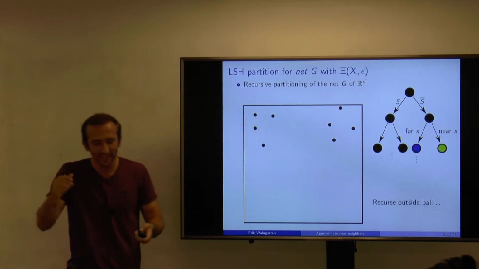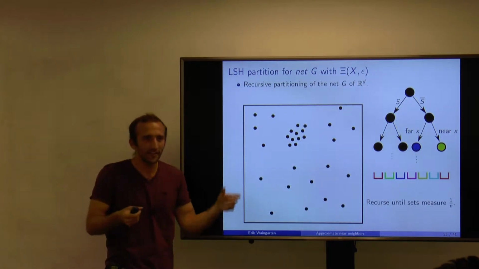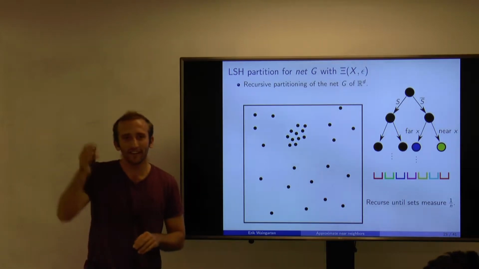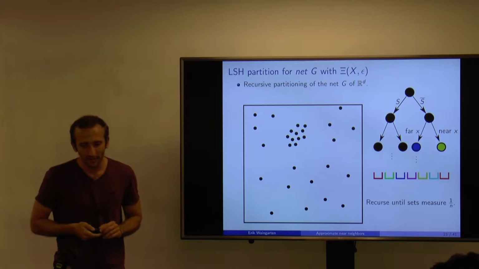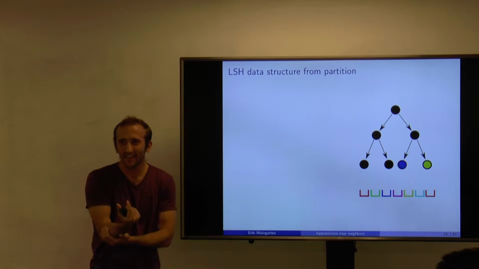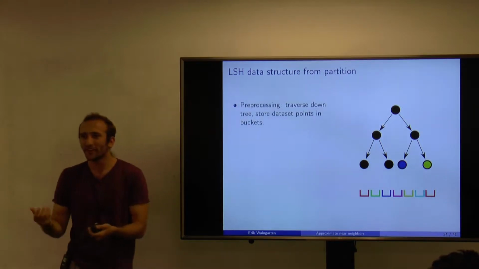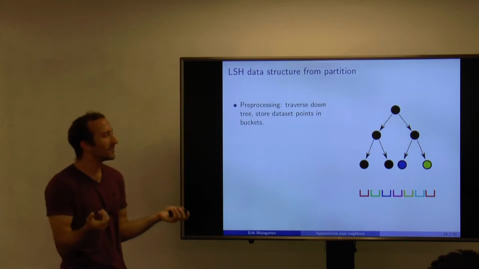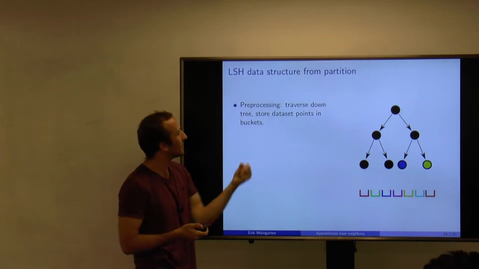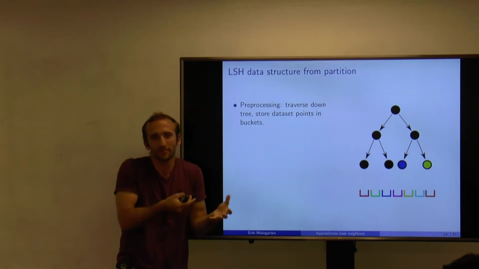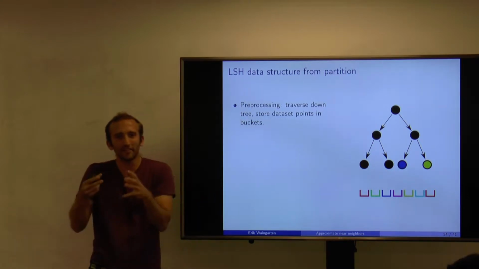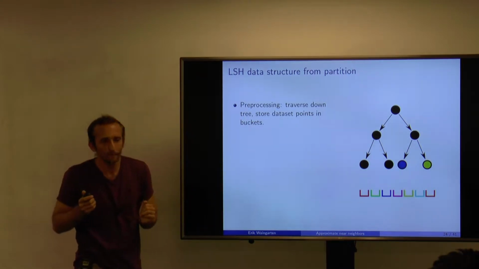But we'll simply recurse, and you can keep doing this to your graph until the underlying sets have measure at most 1 over n. So if you do this correctly, you get a depth of log n at most. The data structure from this partition works very simply. We'll use the bucket as a corresponding hash function. During the pre-processing, when you give me the data set, I'll look at my partition and traverse down this tree and put the corresponding data set points in the buckets which correspond to where that point lies. So if it's a cut, I'll go to the side of the cut, and if it's a ball, I'll put it in the ball. Okay?